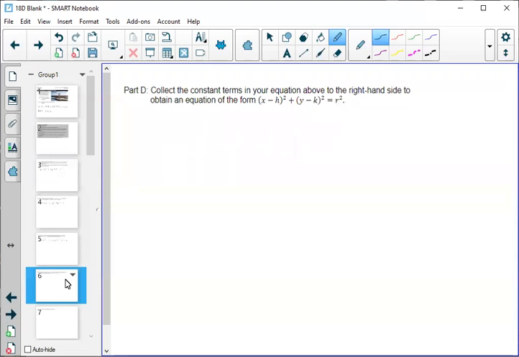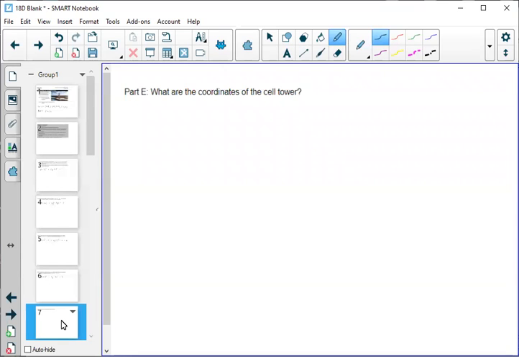Part D, collect the constant terms in your equation above to the right-hand side to obtain an equation of the following form. So we could write (x plus 1) quantity squared plus (y minus 2) quantity squared equals 5. Part E, what are the coordinates of the cell tower? So the cell tower is located at (-1, 2). And that comes just from looking at the equation that we wrote in part D.